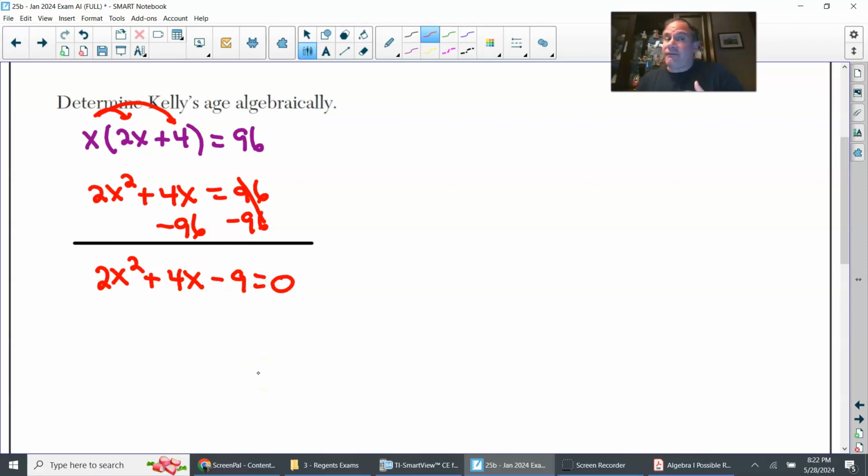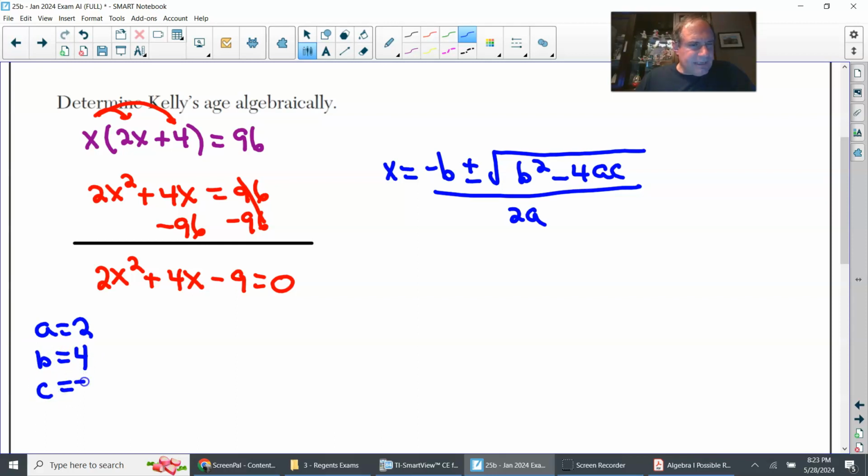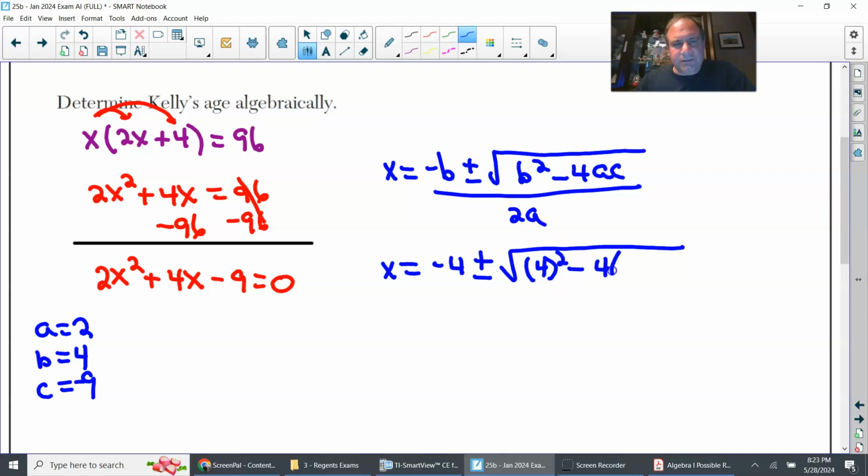Now, if I want to factor that, guess what I'm going to use? Quadratic formula. So x equals negative b plus or minus, get it from the reference sheet, the square root of b squared minus 4ac, all over 2a. So my a equals 2, my b equals 4, and my c equals negative 96. So my x equals negative b, which is negative 4, plus or minus the square root of 4 squared minus 4 times a times c, all over 2 times 2.